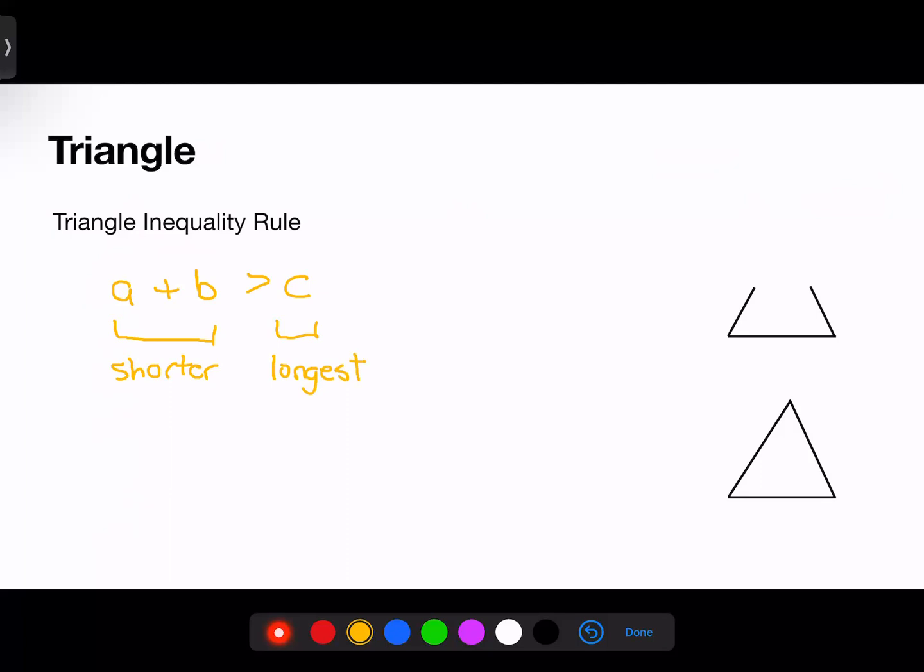Let's look at these two triangles over here. If we have side lengths 2, 2, and 5, that cannot be a triangle. As you can see, the lines are too short to connect. Let's test out our formula. 2 plus 2 greater than 5? 2 plus 2 is 4, and 4 is not greater than 5.